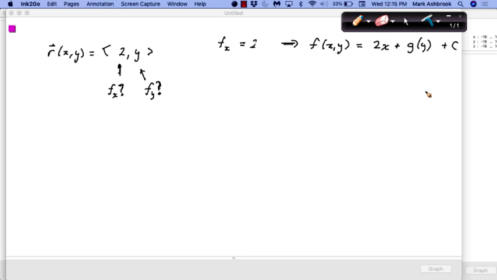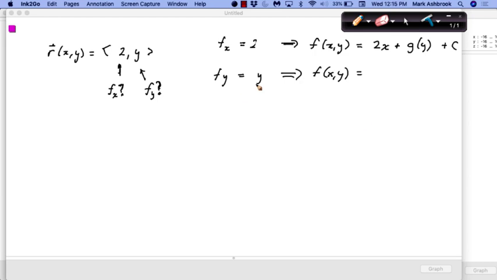So just knowing that the partial with respect to x is 2 gives us this perspective on what f might be. And then knowing that the partial with respect to y is y gives us another perspective on f(x, y). I'm not writing a second function here. I'm writing the same function, but a different view of it, right? Because if it is a gradient field, they both came from the same function. So this is perspective number 1 on the function, from knowing the partial with respect to x, and this is perspective number 2 of the same function, knowing the partial with respect to y.